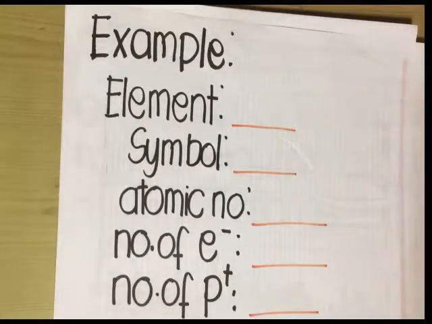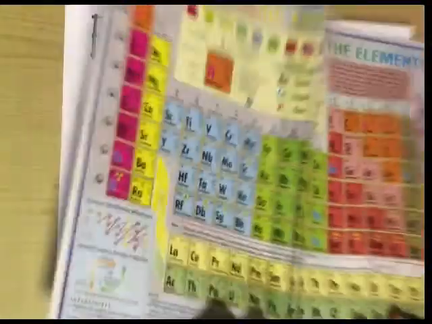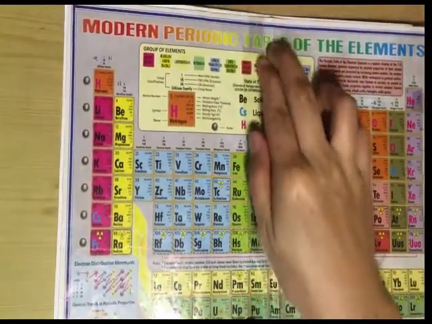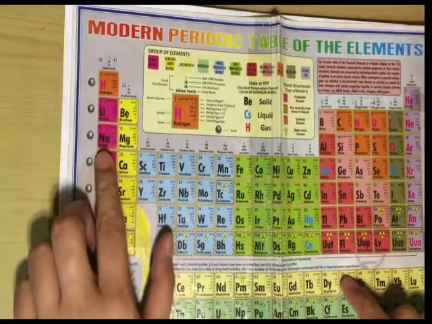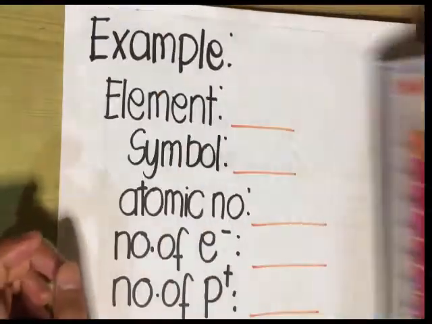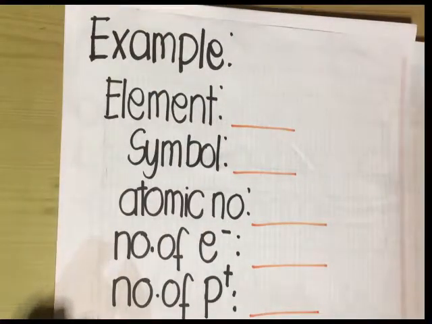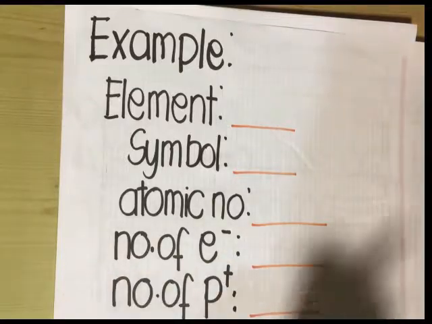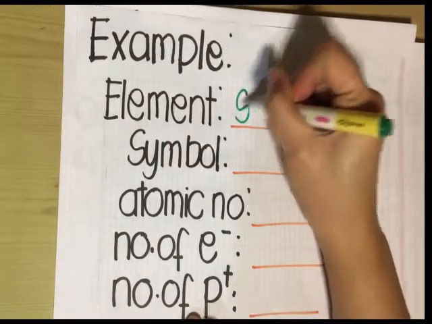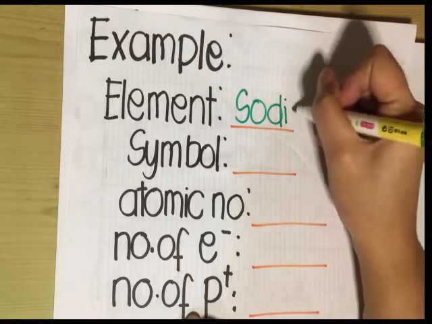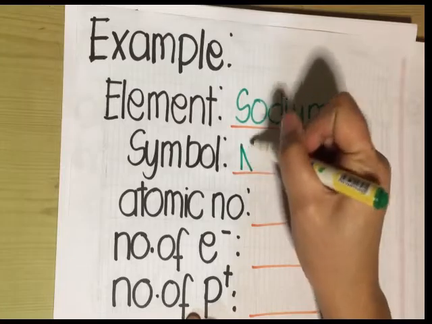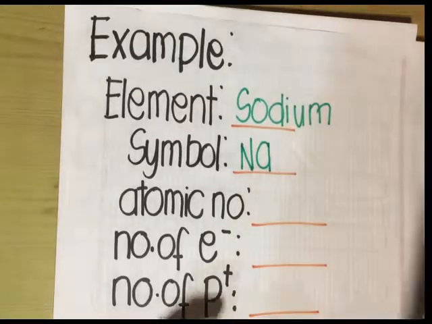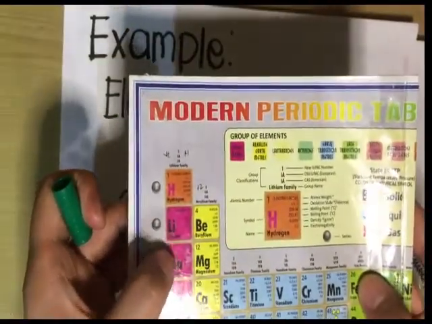So, let's have an example. Take a look at the periodic table. Halimbawa, meron tayong element sodium. Halimbawa, si sodium, sample lang ha. Ano naman ang kanyang symbol? Na, right? Okay, so, kanyang symbol ay Na.